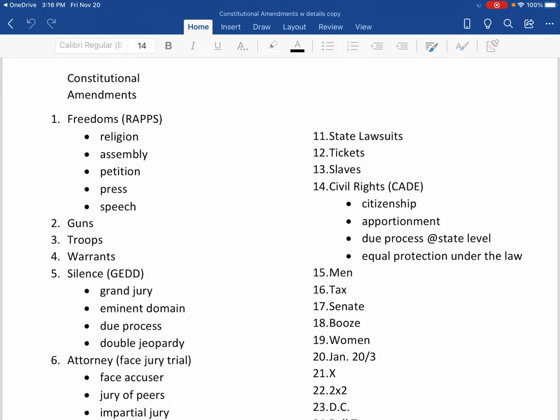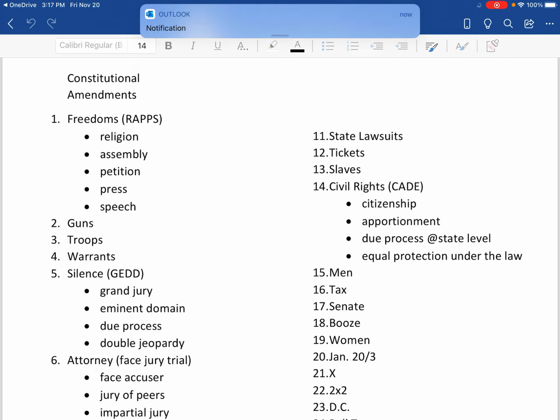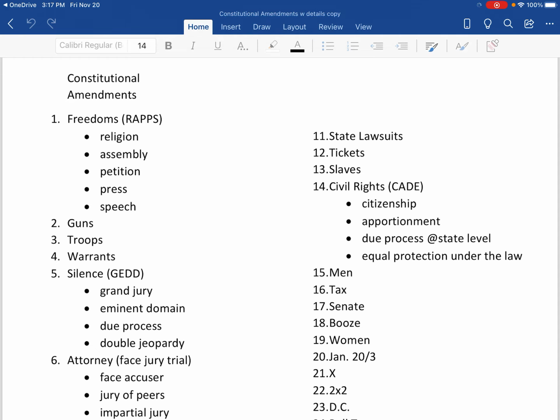Silence. We remember silence by GEDD, G-E-D-D. And the first part of silence is you don't have to self-incriminate, which means you don't have to basically say you're guilty. And there was a landmark case on that court case document that I gave you, that kind of orange yellowish sheet. There's a famous court case that we'll get to in period 9 called Miranda versus Arizona. And we'll see that basically you don't have to pretty much confess to a crime in front of somebody. Like, you can have a lawyer present.